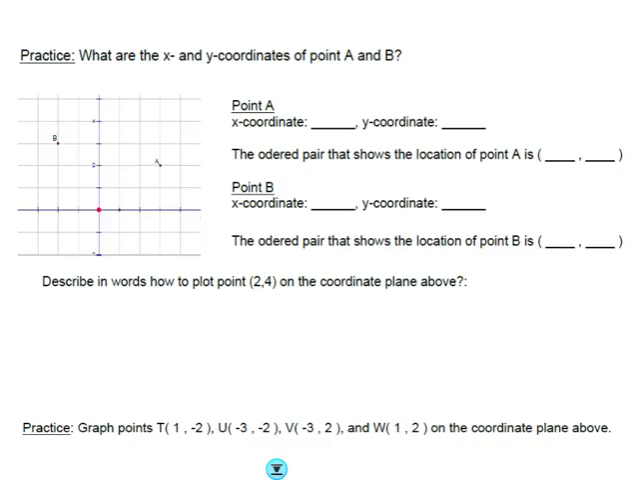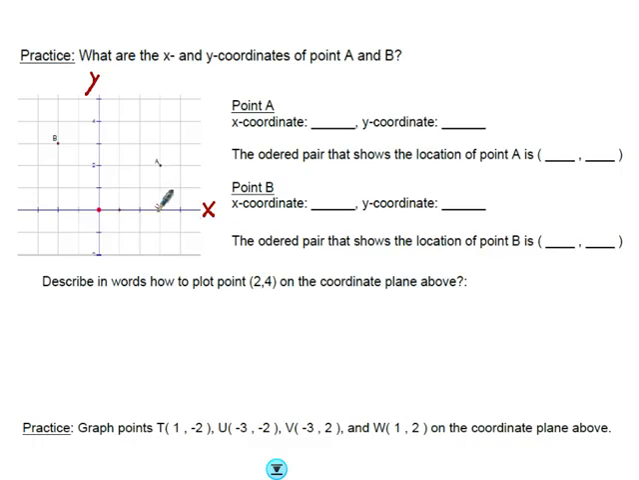Okay, so here's a practice question. What are the x-coordinates and the y-coordinates of point A and point B? Now, I know the letters are written really small. Please bear with me. Point A is right here. Now, this is asking you what the x-coordinate and y-coordinates are. Remember, the horizontal line is the x-axis, the vertical line is the y-axis. So the numbers on the x-axis are the x-coordinates.